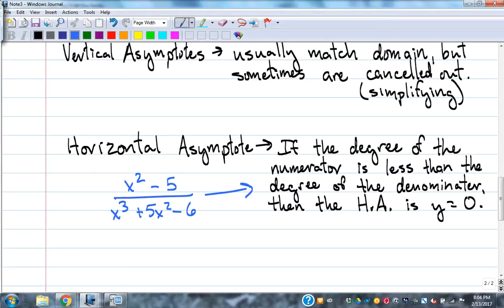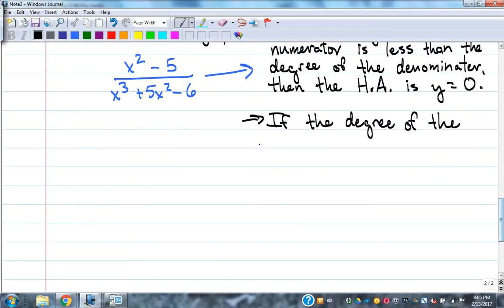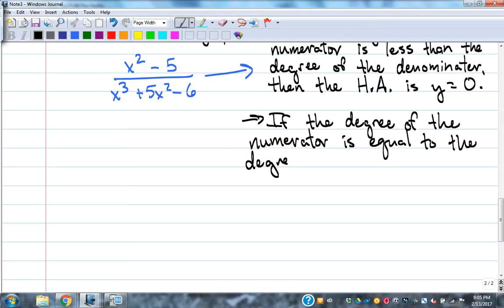The next case is this. If the degree of the numerator is equal to the degree of the denominator.